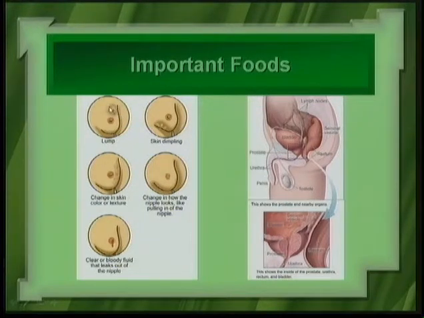So you could have a lump, or you could have dimpling, uneven texture of the skin. Here, a change in the skin texture or skin color. You can have a change in how the nipple looks, like the nipple could be inverted. That is another symptom. If you have bloody fluid or clear fluid coming out of the nipple, with all of these, you go to your doctor right away.